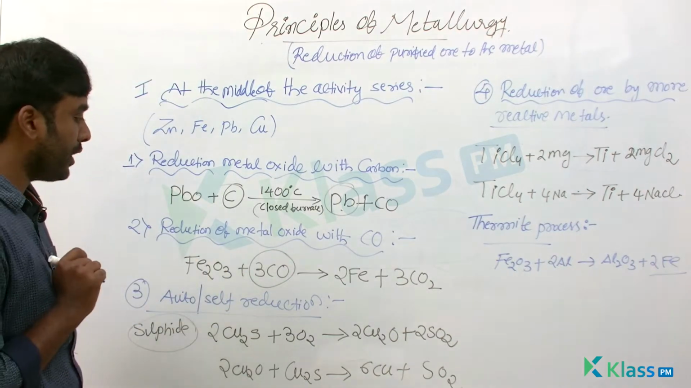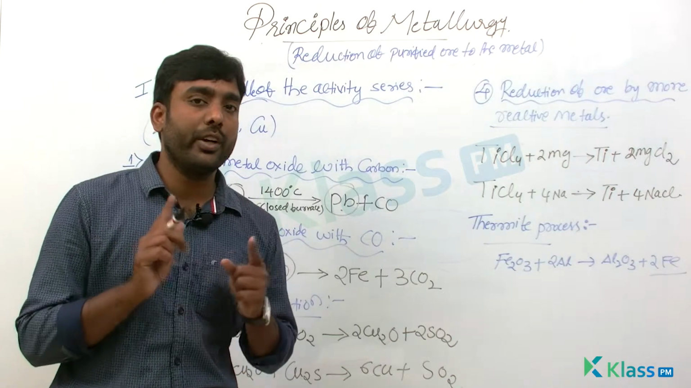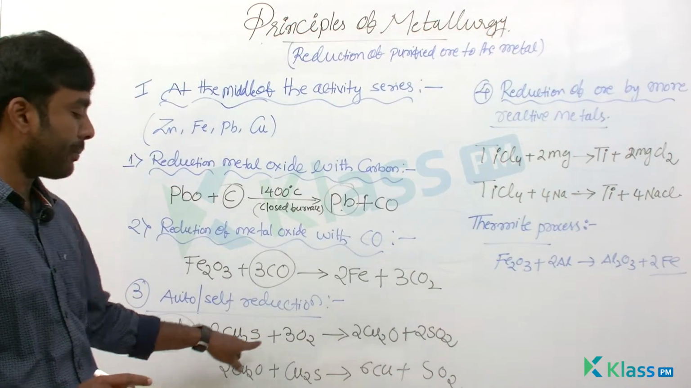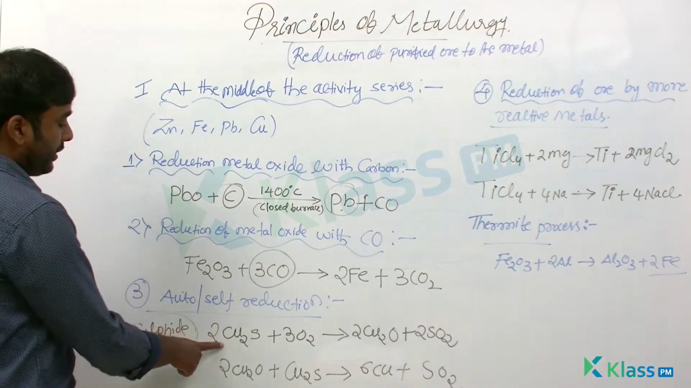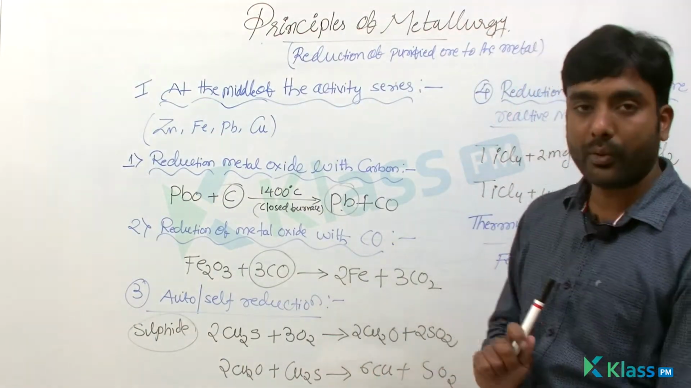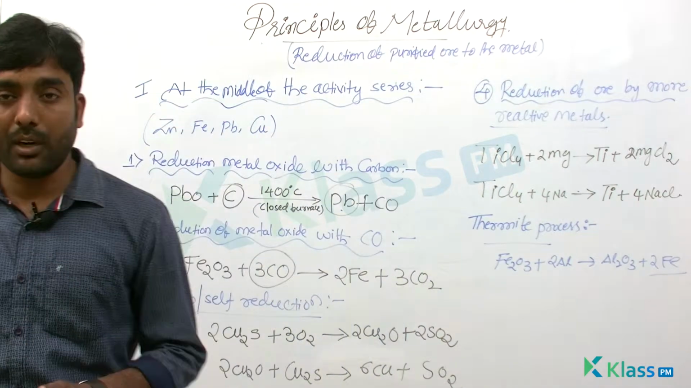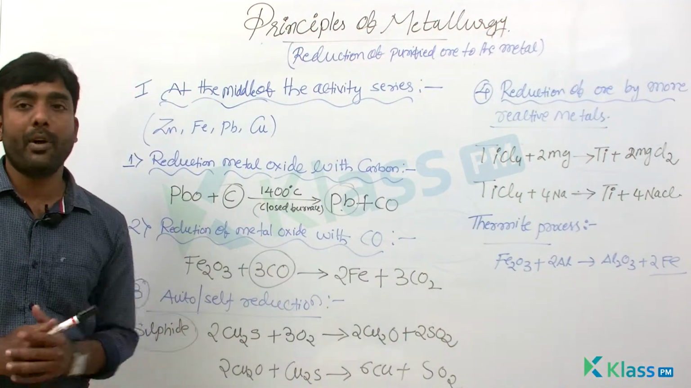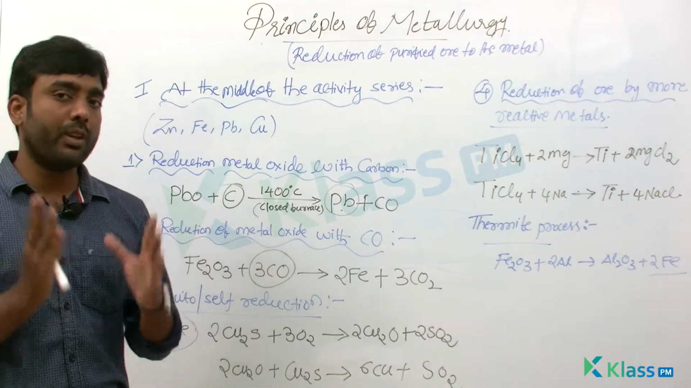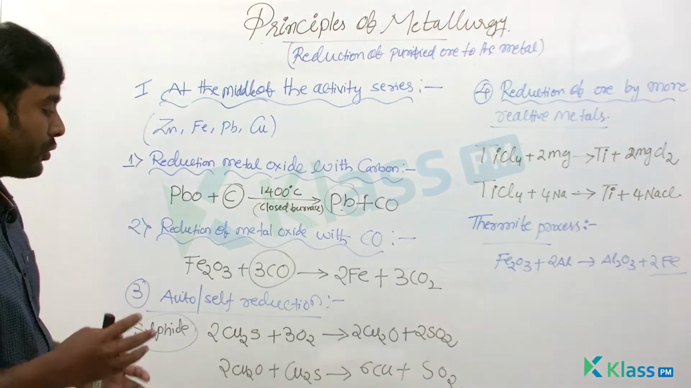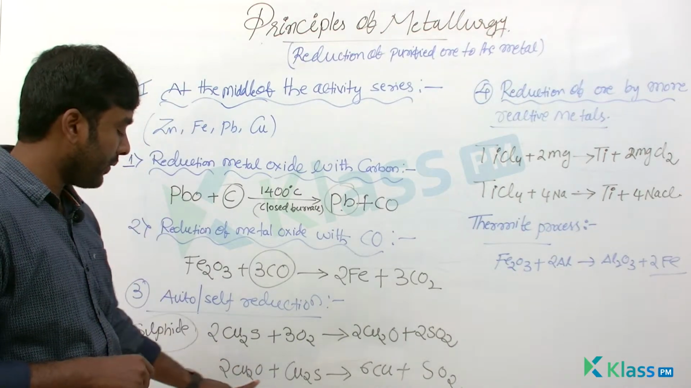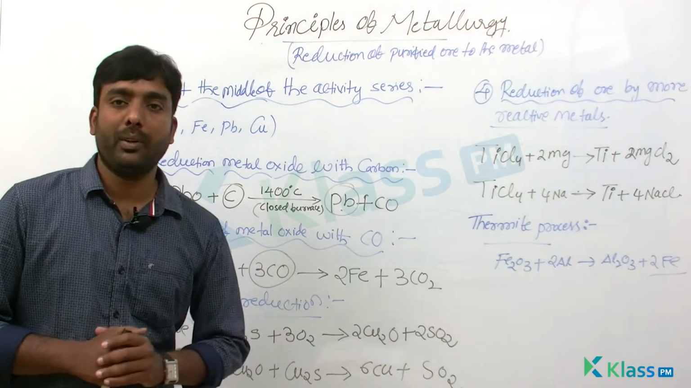So in this process, generally this auto or self reduction is used for the sulfide ores. We are considering copper sulfide ore, that is copper pyrites. Here copper sulfide is reacted with excess oxygen, so it forms copper oxide along with sulfur dioxide, but the total amount of copper sulfide does not become copper oxide. Some copper sulfide is left. So to utilize that copper sulfide also we have to stop the supply of oxygen and increase the temperature. With that, the remaining copper sulfide also reacts with copper oxide and it forms copper. This is the third method.